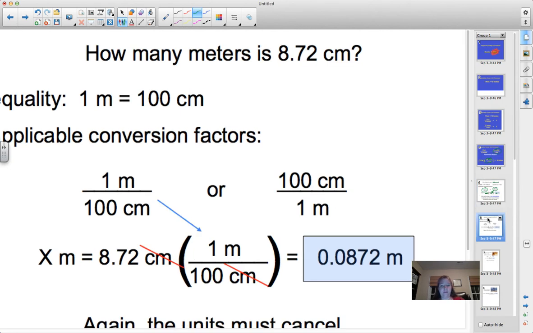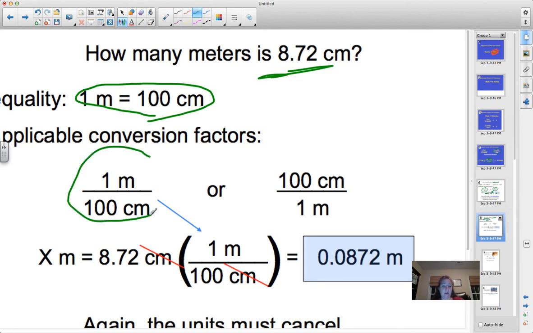Let's look at a different one. Now we have 8.72 centimeters. That's what's given to us. That's what our known is, okay? And we want to know meters. So we're going to use this conversion factor again. 1 meter has 100 centimeters. And we could either pick between this one or this one.